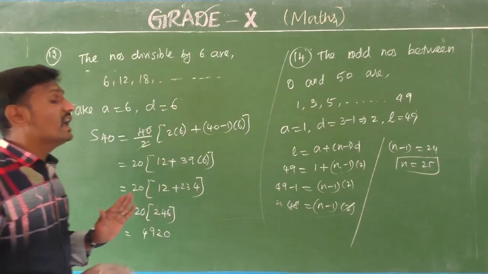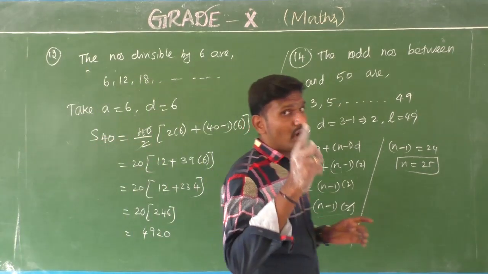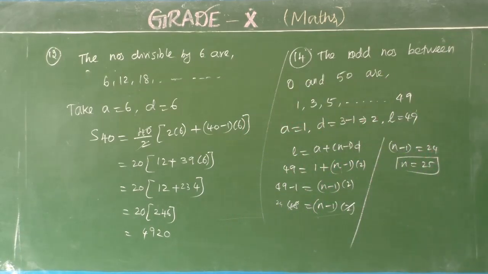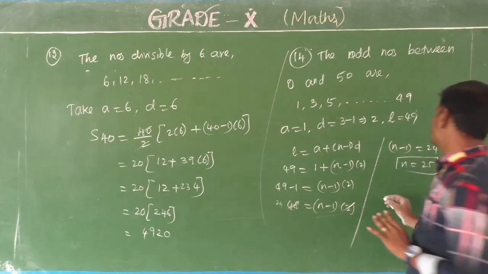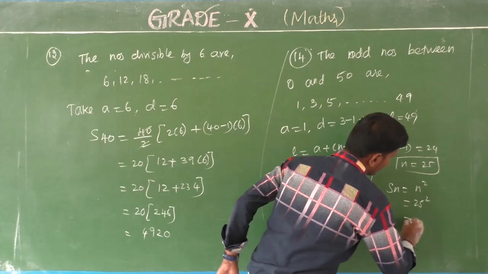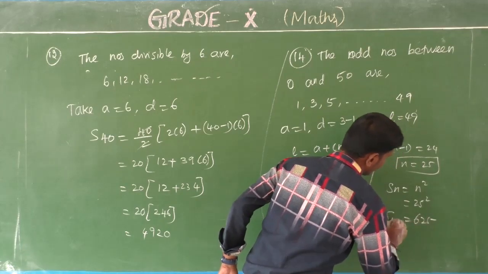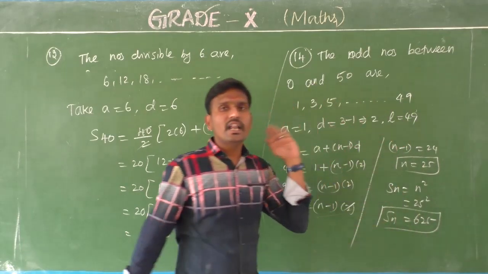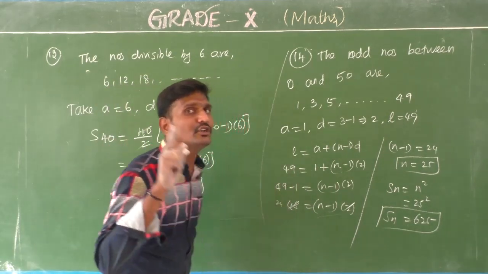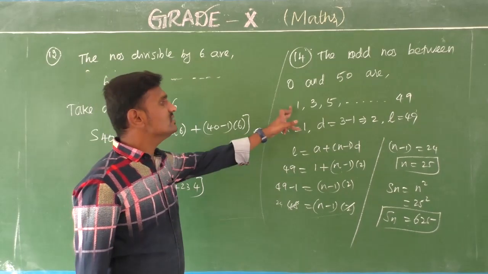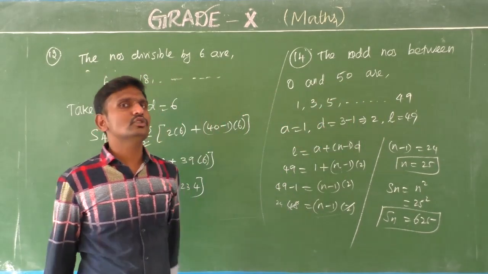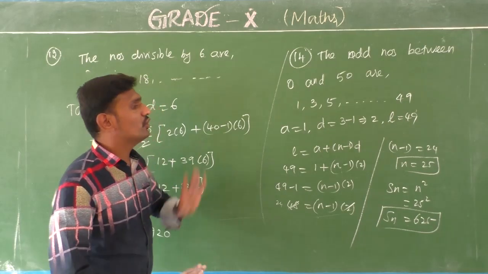So already I told you that you have a formula. Find the sum of first n odd natural numbers is what? n square. So use that. Sn equal to n square, 25 square, that is 625. Okay, or otherwise use the formula Sn equal to what? n by 2 into a plus an. a is 1 and an is 49, to get the same answer too. Student, have you got it?